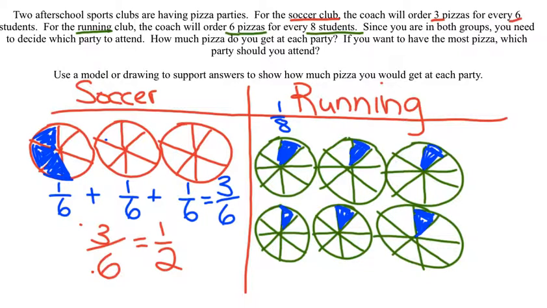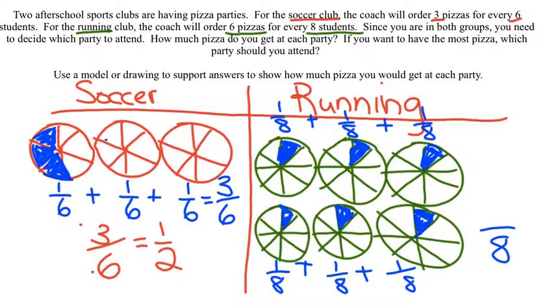We have 1/8 plus 1/8 plus 1/8, 1/8 plus 1/8 plus 1/8. Now, the denominator again represents how many pieces are in a whole. That does not change. There are still 8 pieces in every pizza, regardless of how much he eats. So that doesn't change. The denominator is 8.